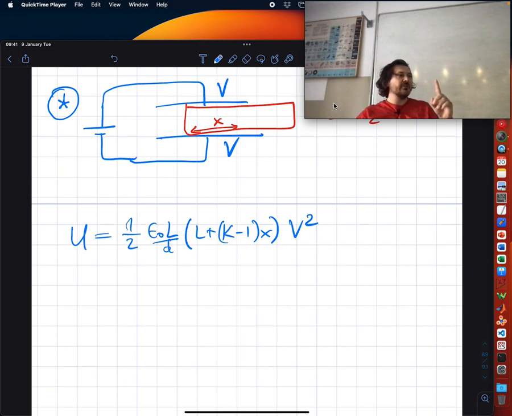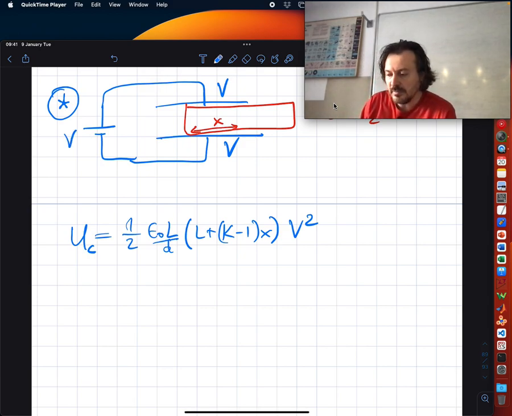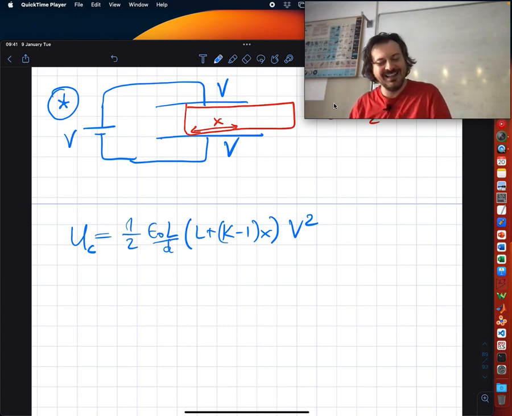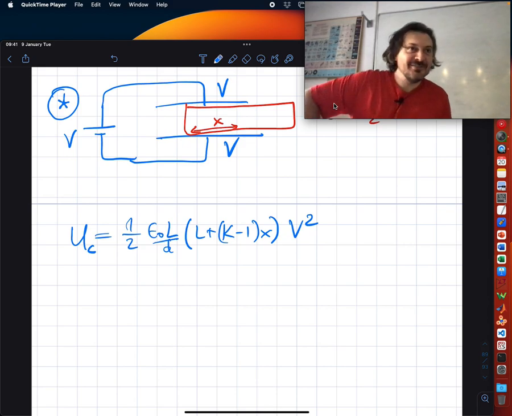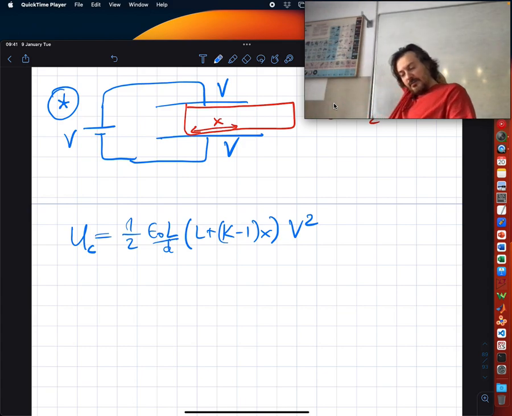But there is a catch here. The catch is that we are not including the potential energy of the battery. So this is just the capacitor. If we include the battery, what happens with the battery? The energy decreases. How much does it decrease? This much. So it increases with respect to the charge it gets, right?